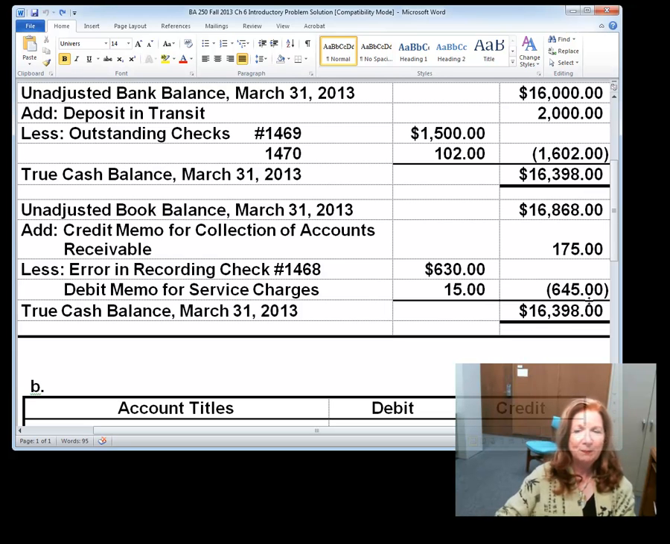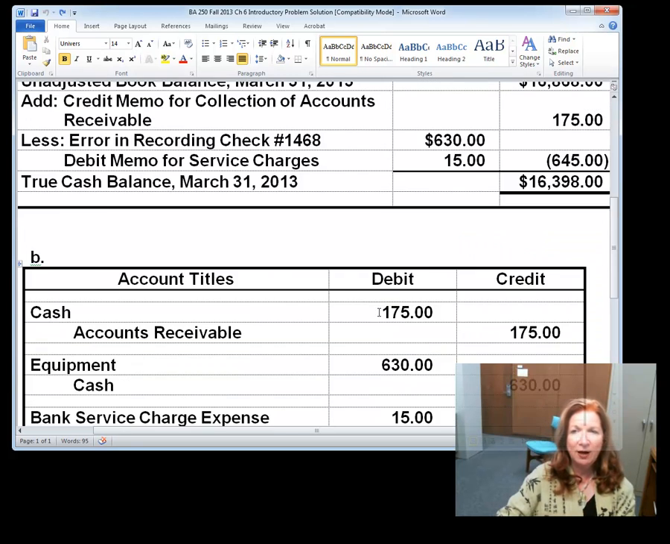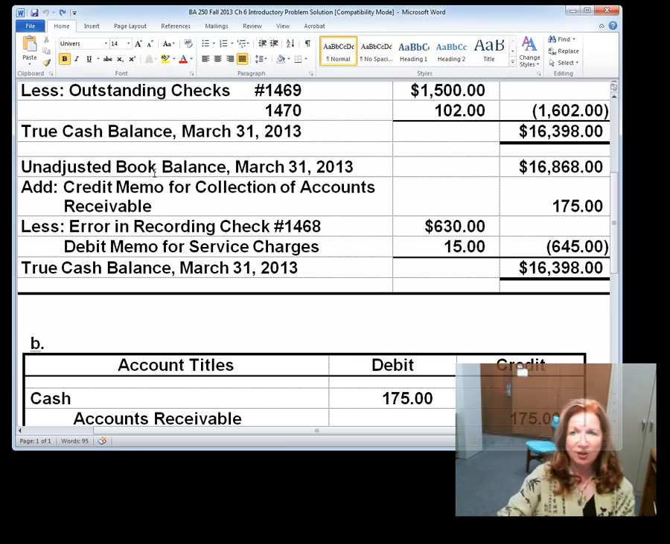Now remember, these two numbers have to equal, so that's what they're calling the true cash. The true cash number is really $16,398. And so now we write general journal entries for all these transactions that are down here under the adjusted book balance. So any changes to the general ledger, we have to record those as journal entries.